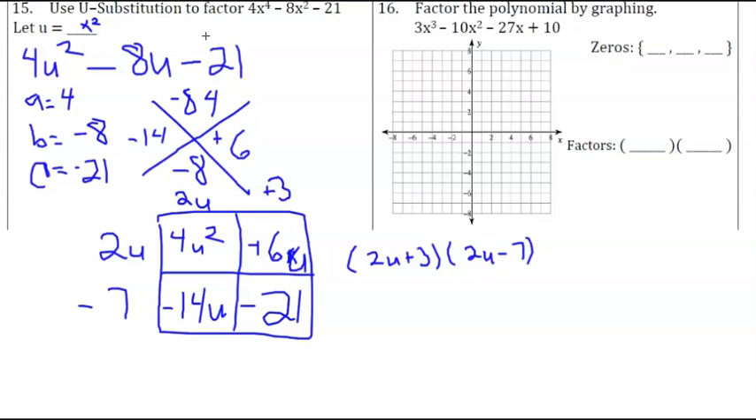Now I wanted it in terms of x, so you'll unsubstitute, and now wherever you see u, you'll put x squared instead. So we have 2x squared plus 3 times 2x squared minus 7. And that is our factored form.